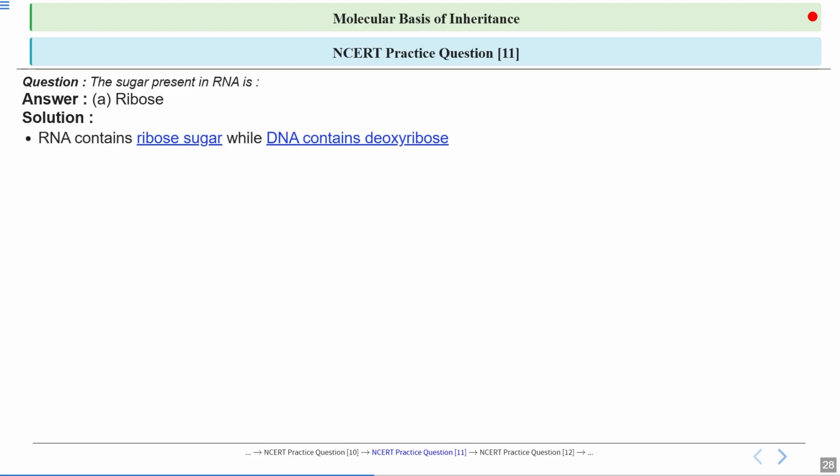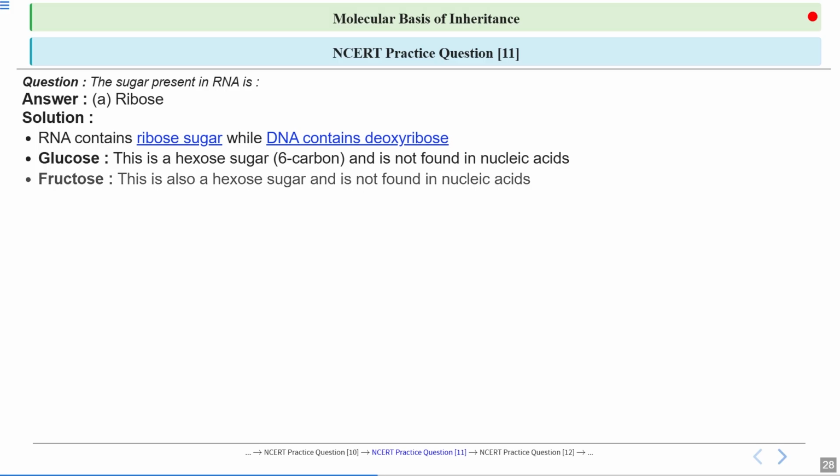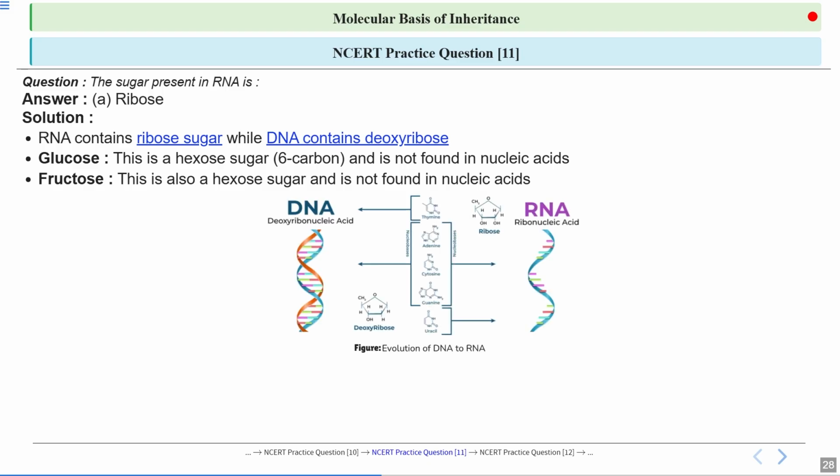RNA contains ribose sugar while DNA contains deoxyribose sugar. One of the options was glucose. Glucose is a hexose sugar, meaning it consists of 6 carbons. It is not found in nucleic acid. Fructose is also a hexose sugar. It is not found in nucleic acid. Here, this is DNA and RNA. RNA consists of ribose and DNA consists of deoxyribose sugar. That's why DNA is more stable also, because in deoxyribose the 2' OH is absent.